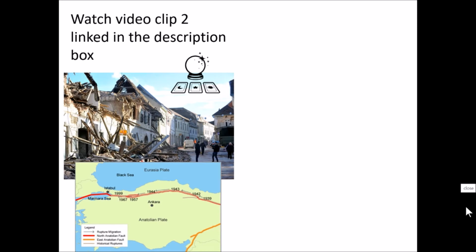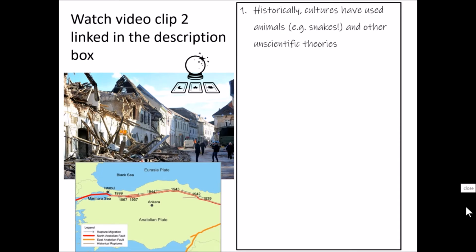Okay, so let's have a think about earthquake prediction and monitoring. It's worth noting that anything we're just about to talk about is quite new in understanding seismic waves and earthquakes. Historically, cultures have had to depend upon some rather strange ways of predicting these earthquakes.